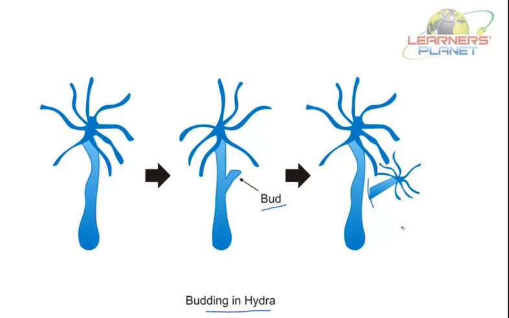So basically, the new organism may break off and live independently or remain attached and live as a colony. Budding is different from binary fission because the offspring and parent are not the same size. Yeast, hydra, sponges and some warts reproduce by budding.